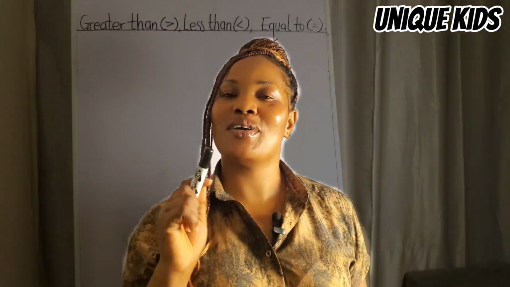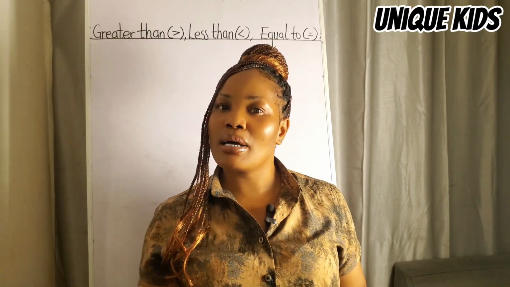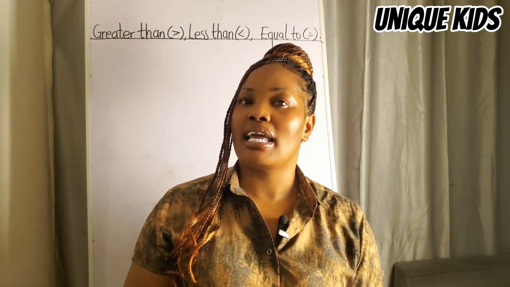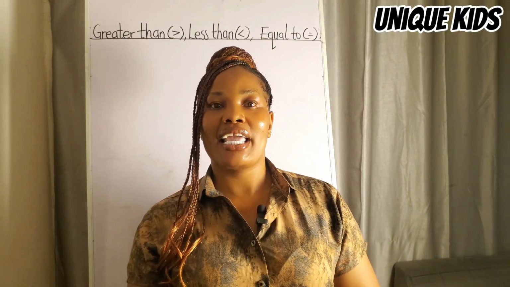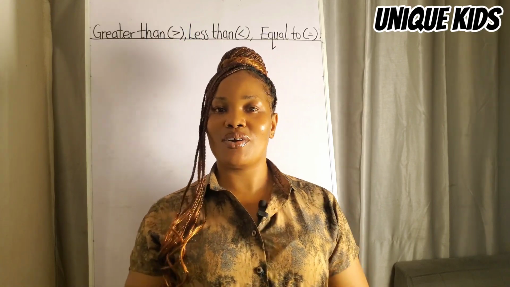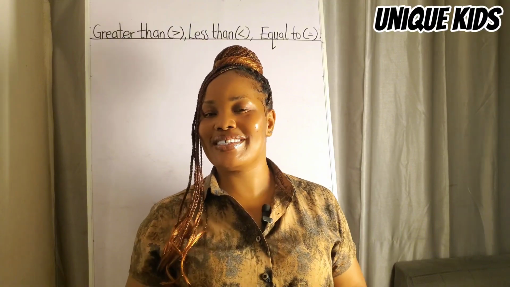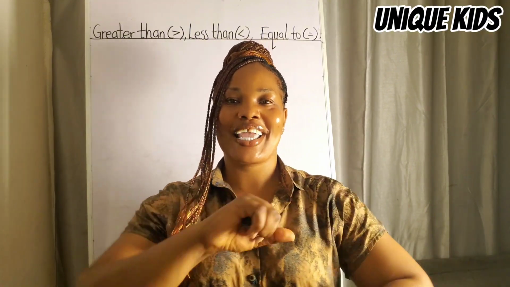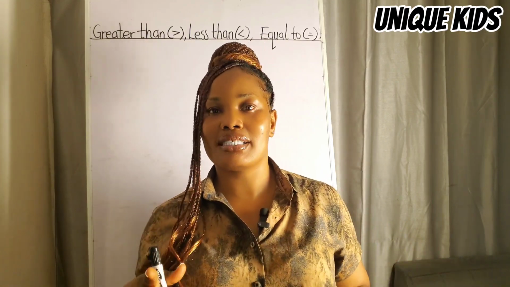In today's video, we are going to learn greater than, less than, and equal to. So the first thing you have to do is to know the number of objects, or the number, that is bigger and the one that is smaller. If a bigger number comes first, you use your greater than. If a smaller number comes first, you use your less than. But when the two numbers are the same, you use equal to. That means it's the same.